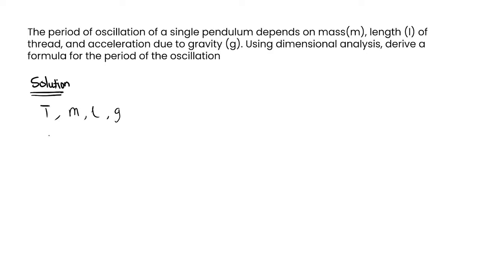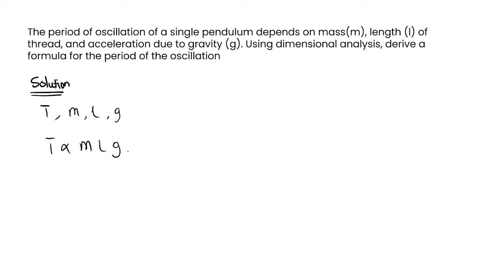Now, they say the period depends. We don't know whether it depends directly or indirectly. So we write T and then we bring this sign, which means it is proportional, whether directly or indirectly, we don't know. So it is proportional to m, which is the mass, L, which is the length, and then gravity, which is our g over here.